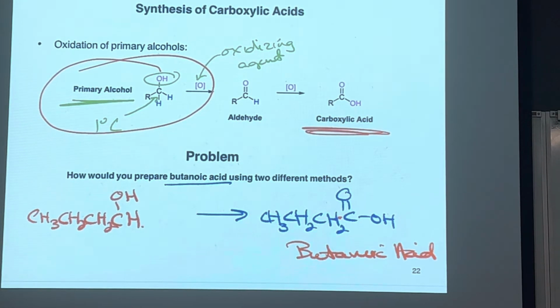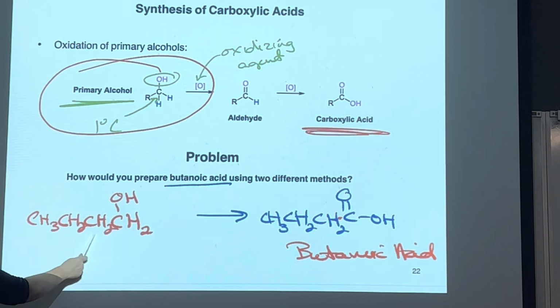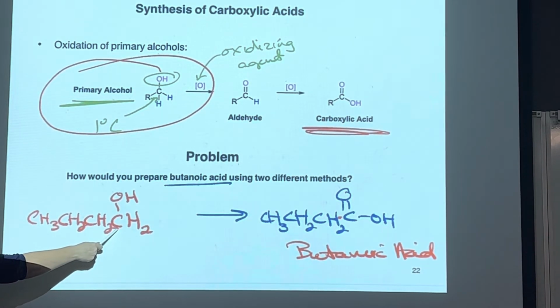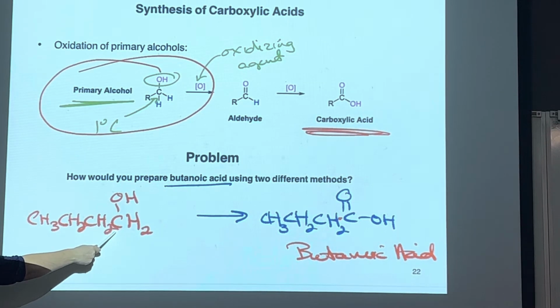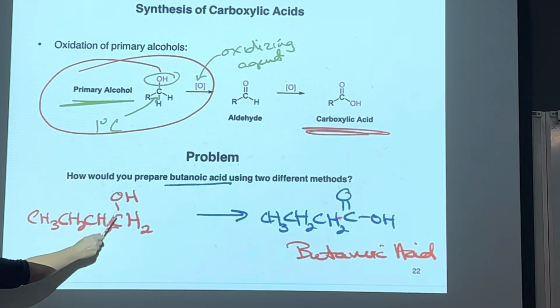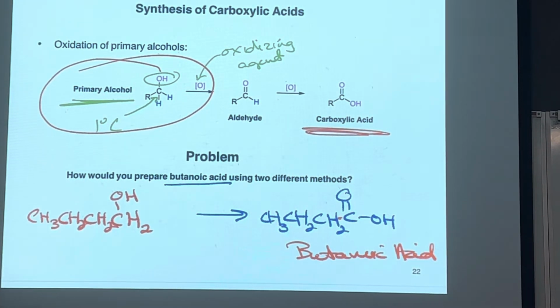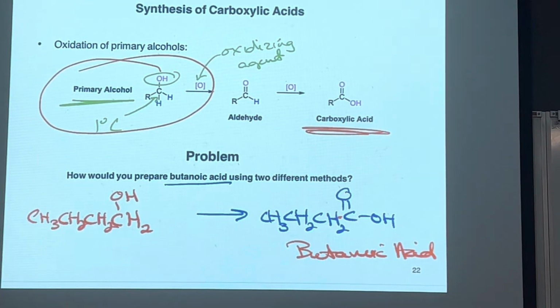Another H, so can I put a 2 there? Yes, okay. So this carbon right here is bonded to only one other carbon. So this carbon right here is what kind of carbon? It's a primary carbon, and you have an OH bonded to a primary carbon. So what kind of alcohol is this? It's a primary alcohol. Now you can draw this a different way if you choose to do so.